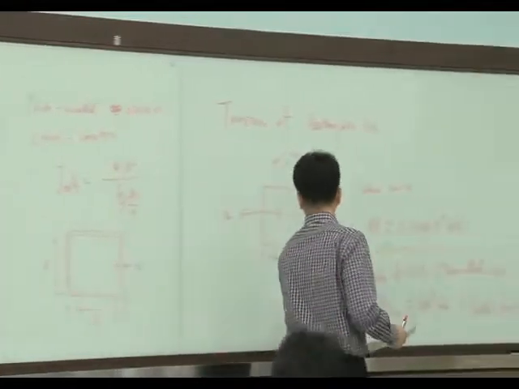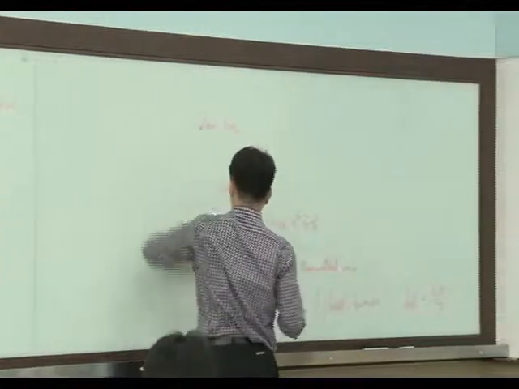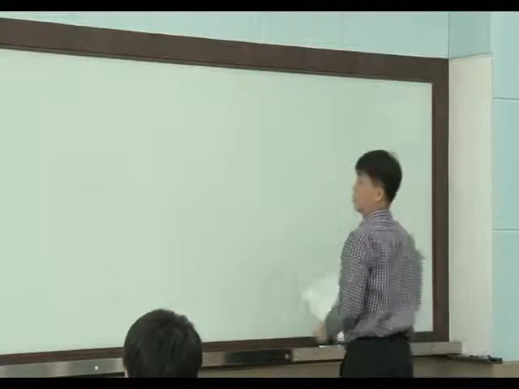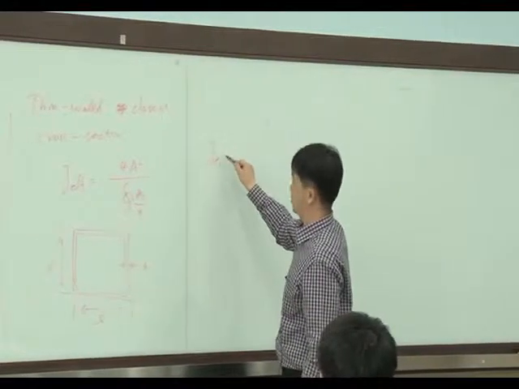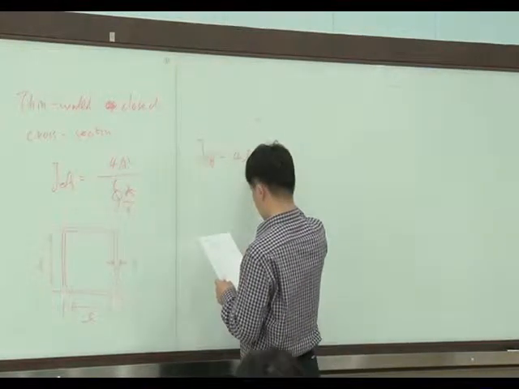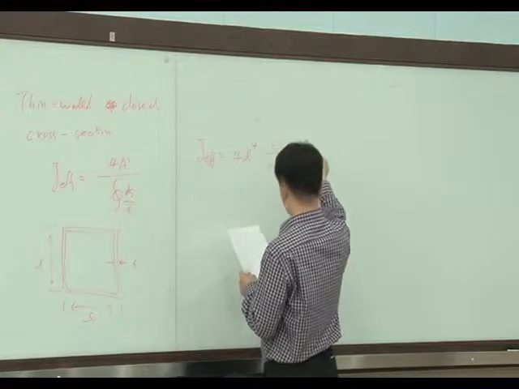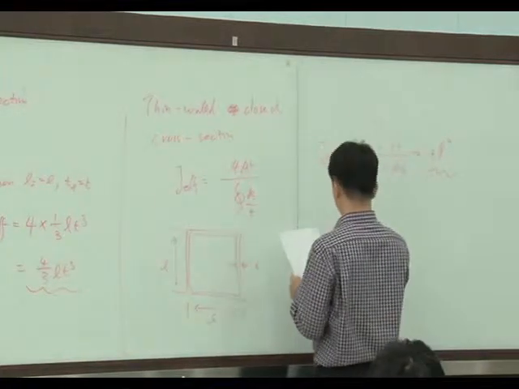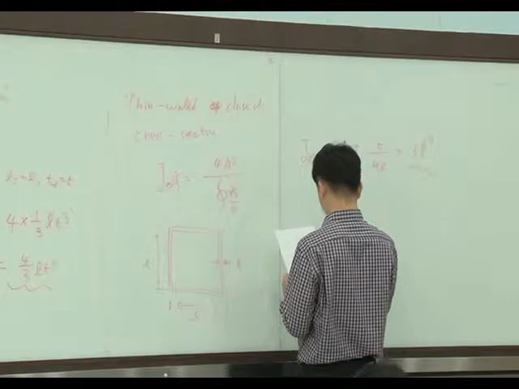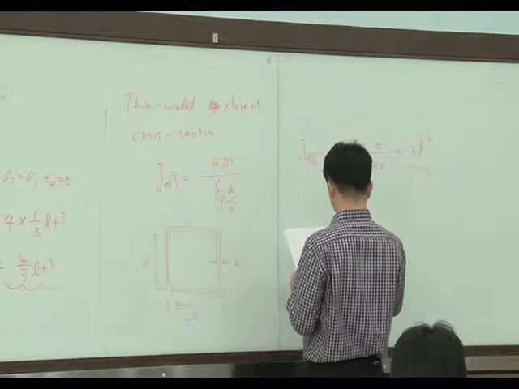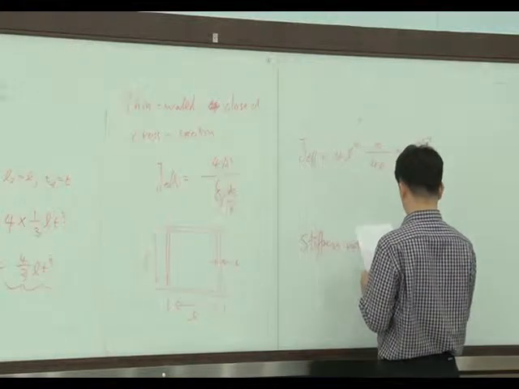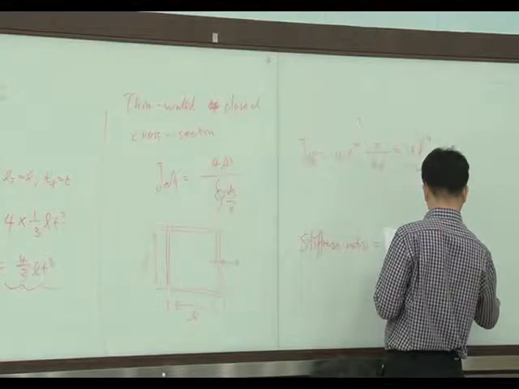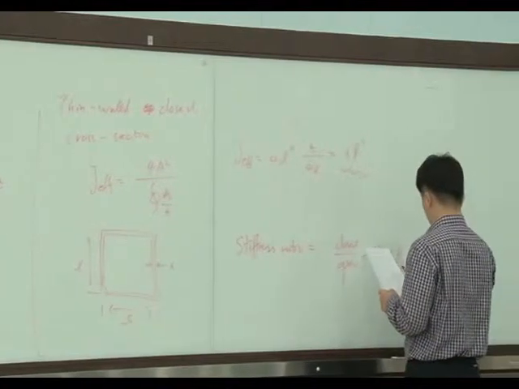Then let's calculate the J effective. For the closed case it becomes 4 L^4 over 4 L over T, that is T L^3. Let's compare this and this. So the stiffness ratio of open to closed equals one third times T squared over L squared.